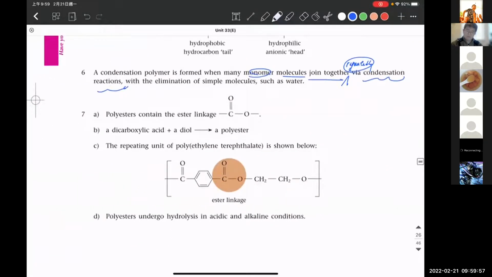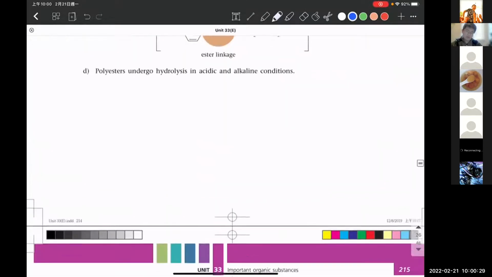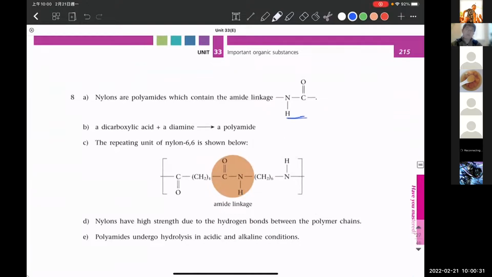Because we call it a condensation reaction, we have got the elimination of small molecules. Most of the time, we talk about water. But of course, if I changed the carboxylic acid to acid chloride, the elimination product is not water, it's HCl. For polyester, the linkage is ester linkage, while for polyamide, the linkage is amide. Recognize the 2.